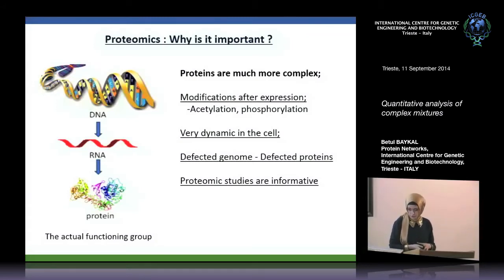And it's also important to know that when the genome is defective, it's the proteins that ultimately get affected, since they are the actual functional molecules in the cell. And even from one defective gene, many proteins can be affected. So that's why proteomic studies are quite important and informative to understand how things are changing in the cell and how things are working.